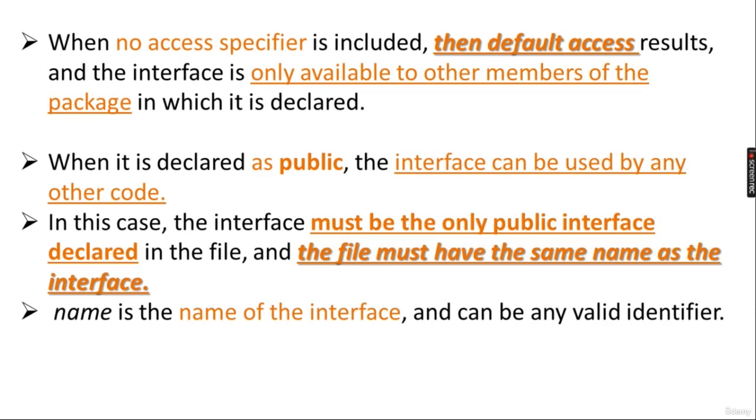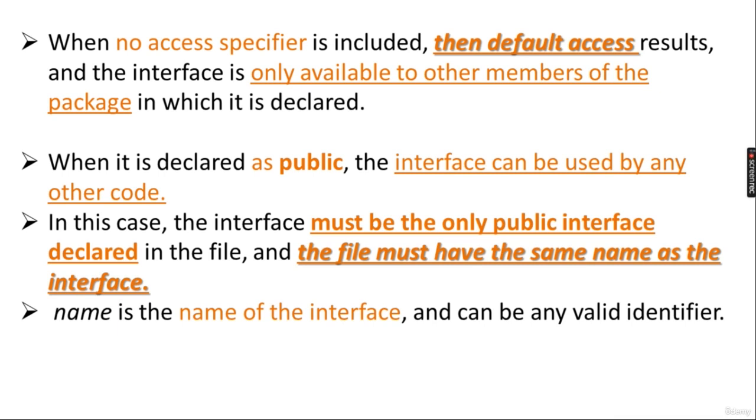When no access specifier is included for an interface, then default access results, and the interface is only available to other members of the package in which it is declared, the same rules as for your classes and data members and member functions. When it is declared as public, the interface can be used by any other code. In this case, the interface must be the only public interface in the file, and the file must have the same name as the interface.